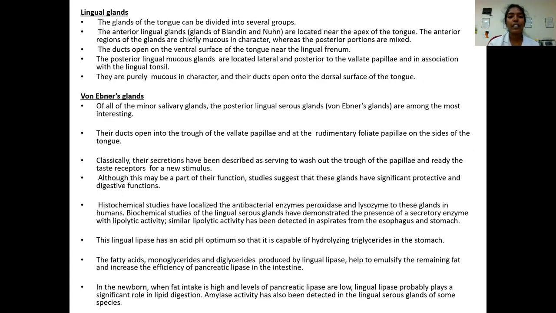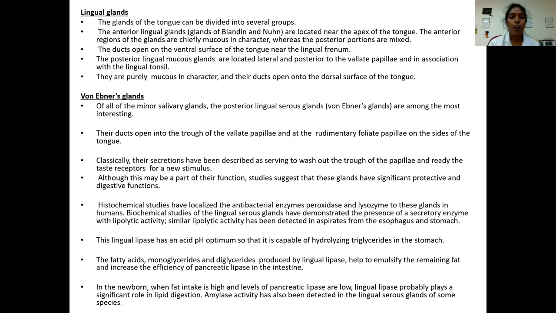Lingual gland. The lingual glands of the tongue can be divided into several groups. The anterior lingual glands are located near the apex of the tongue. The anterior region of the gland is chiefly mucous in character, whereas the posterior portion is mixed. Ducts open into the ventral surface of the tongue near the lingual frenum.